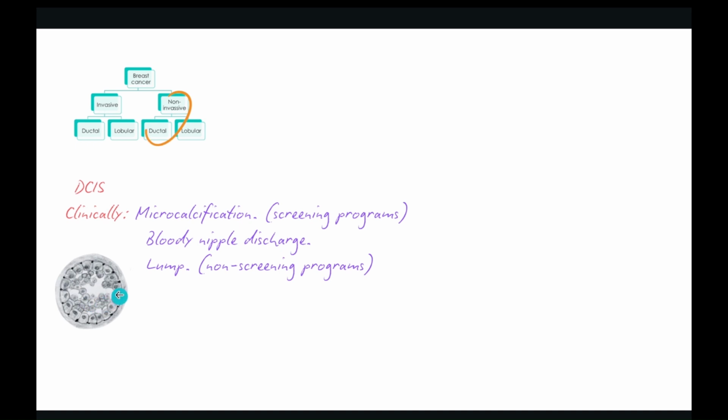Ductal carcinoma in situ also has the same 80% and more of the acini or the duct filled with atypical cells, and can present with microcalcification in screening program countries, bloody nipple discharge, and it's considered the second most common cause of bloody nipple discharge after solitary ductal papilloma, or in non-screening program areas can present as a lump.